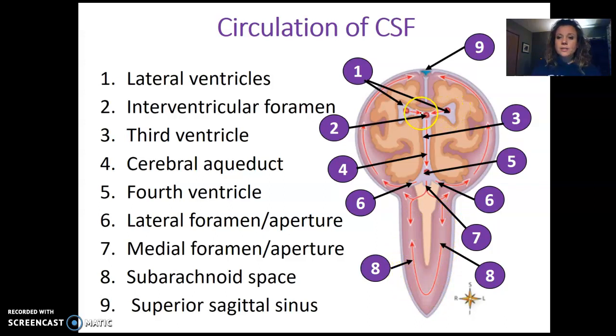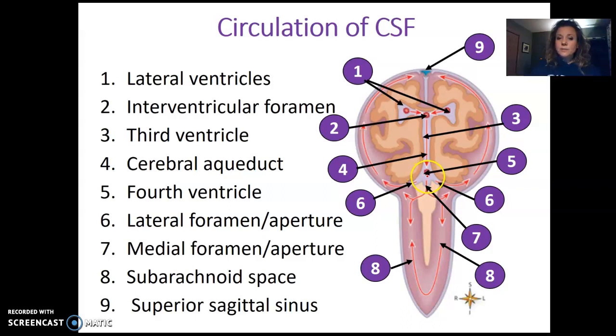So number one is pointing to the lateral ventricles, one in each cerebral hemisphere, and they're connected to each other by the interventricular foramen. That is going to form into the third ventricle, which surrounds the thalamus. So third thalamus, that's the way I remember it. Number four is a tiny canal called the cerebral aqueduct, and that's going to connect my third ventricle with number five, which is my fourth ventricle in between the cerebrum and the brainstem.